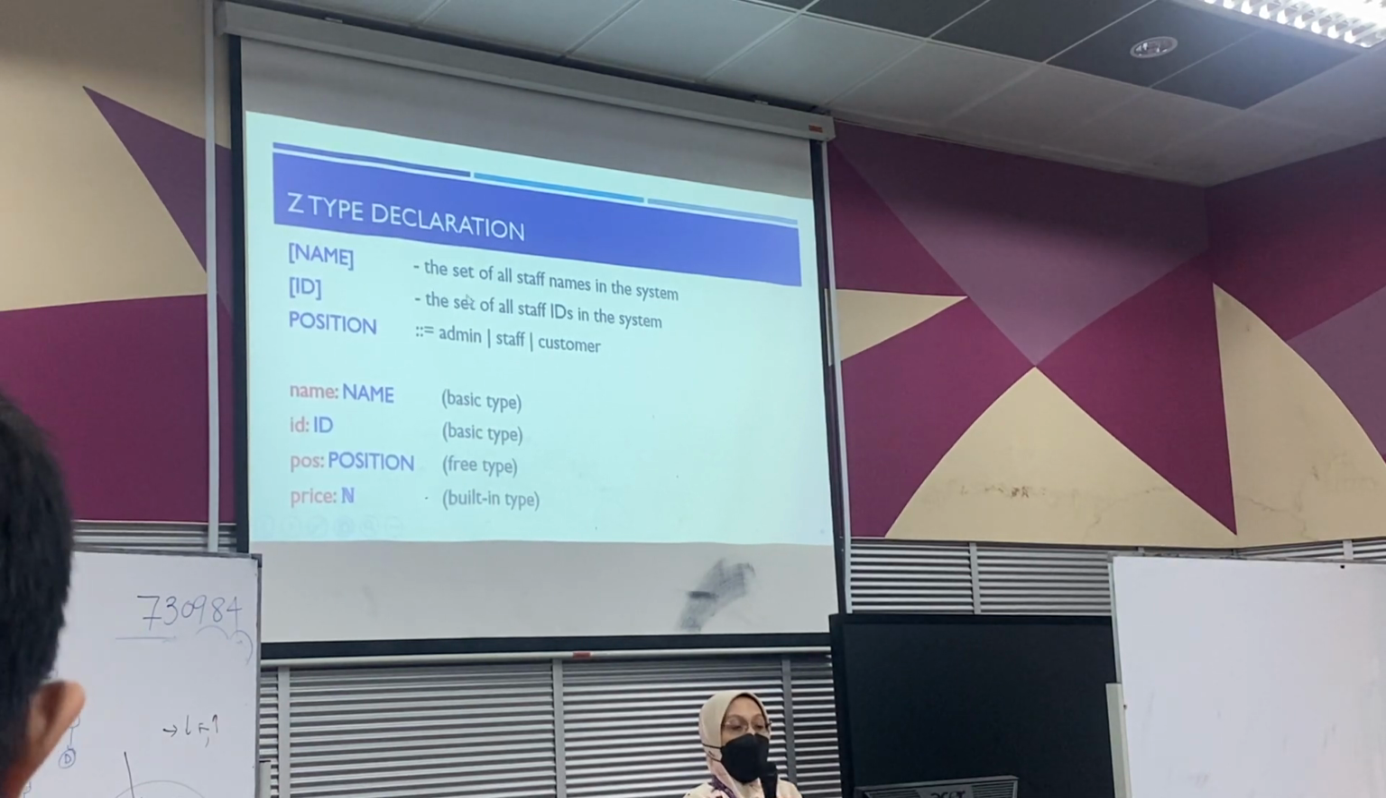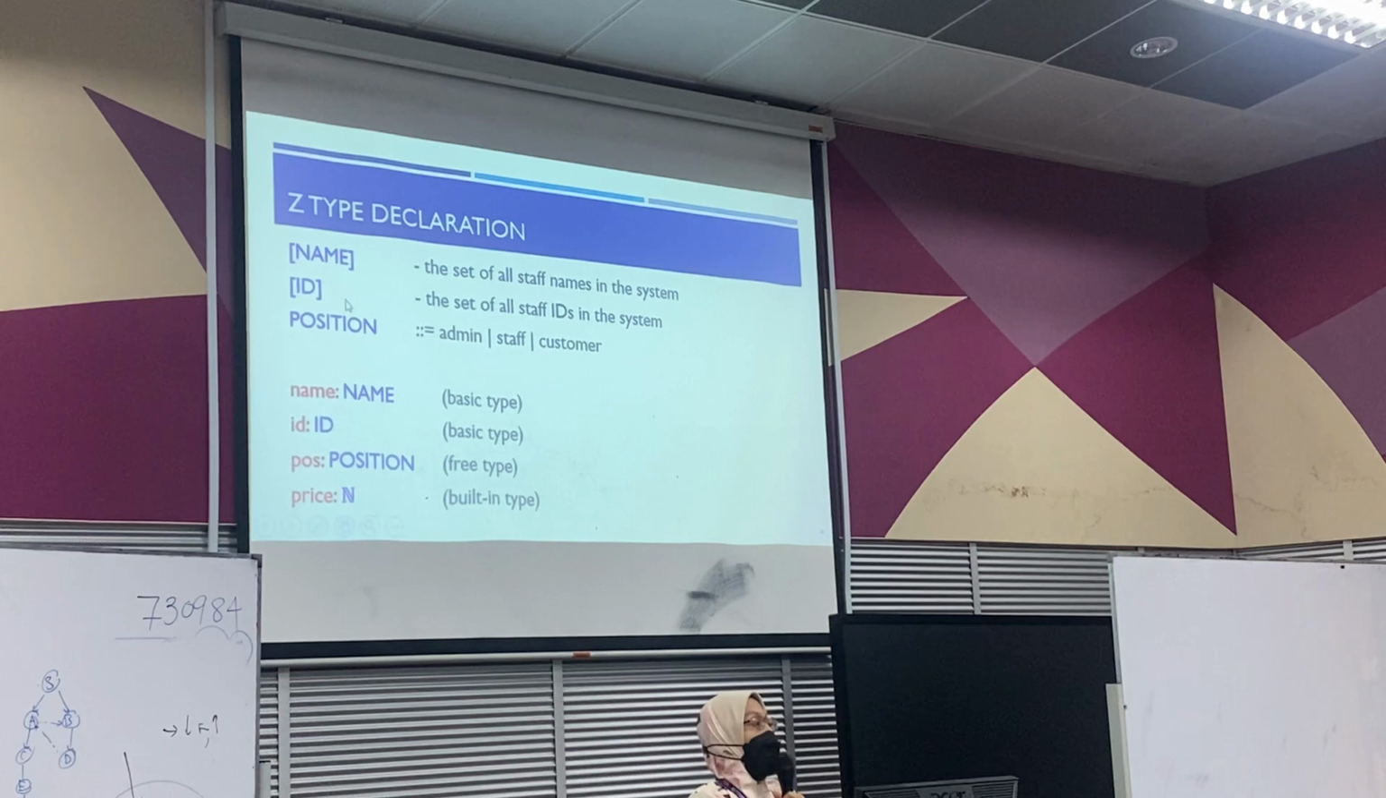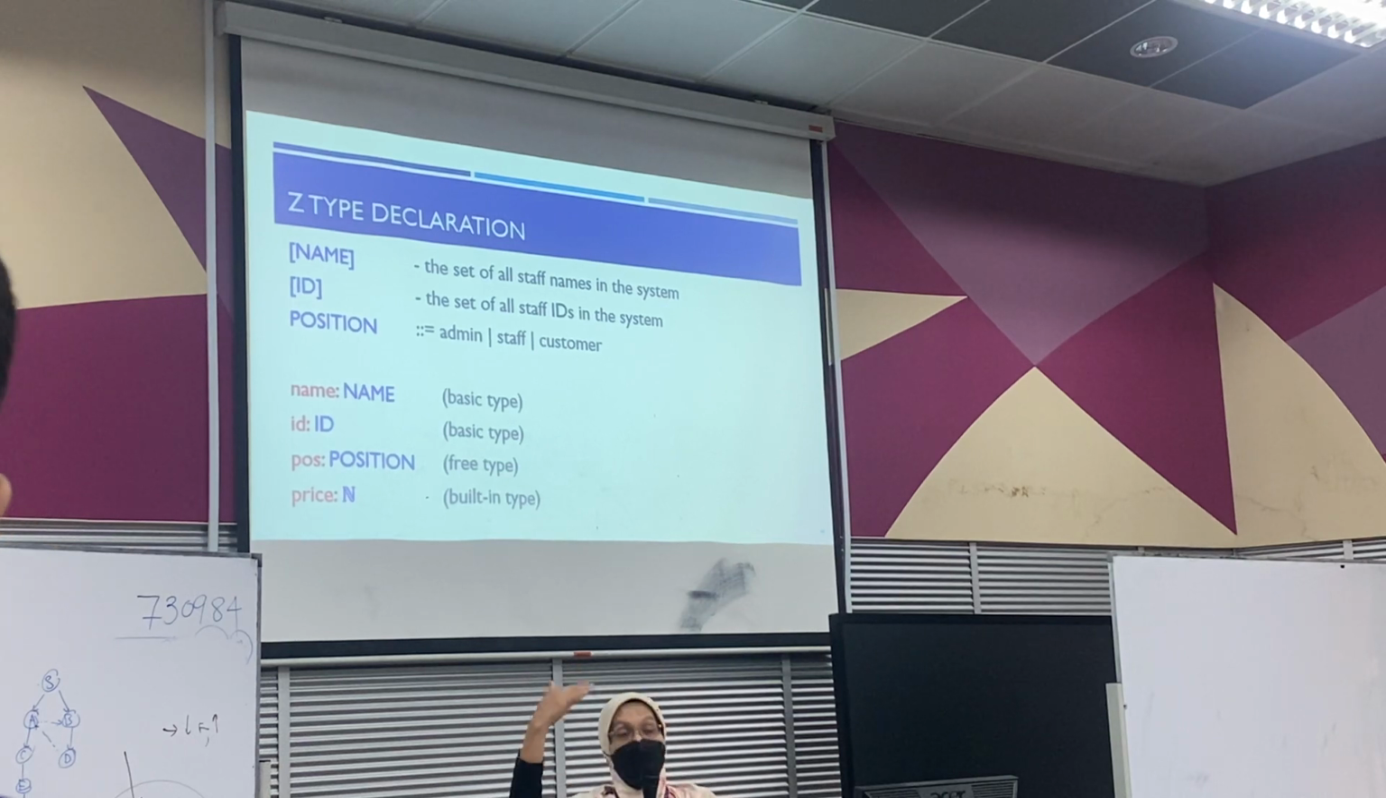So name is a set of all staff names in the system, whereas ID is a set of all staff IDs in the system. Example. Then you may have other things, then you just list all the basic types together.